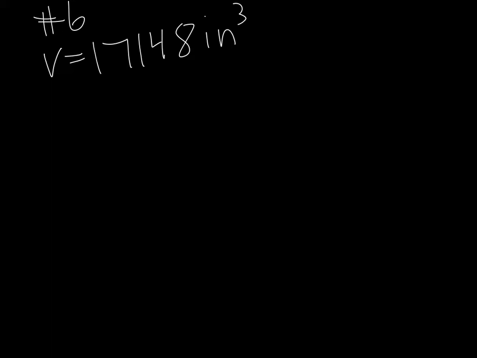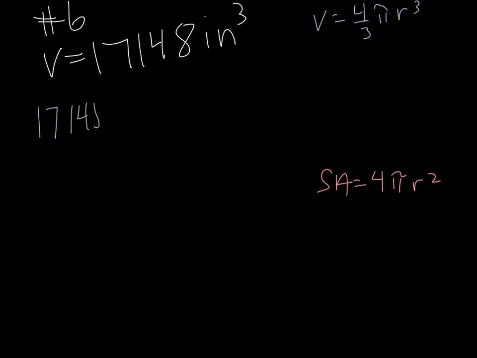So again, first I have to know what my surface area equation is, which we just went over, 4 pi radius squared. I also have to know my volume equation, which is 4/3 pi radius cubed. So that's what I have to do first, is set this number equal to my formula for volume. There's so many different ways that you can actually type this into your calculator. Personally, what I'm going to do is take 17,148 and I'm going to times by 3 because I want to get rid of this division right here.